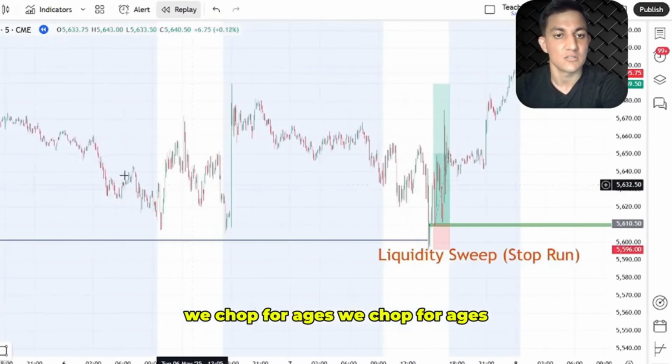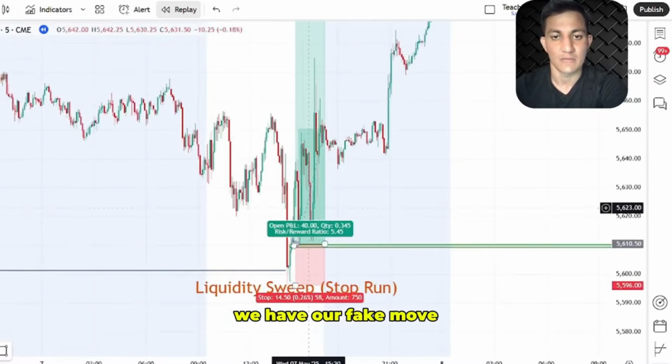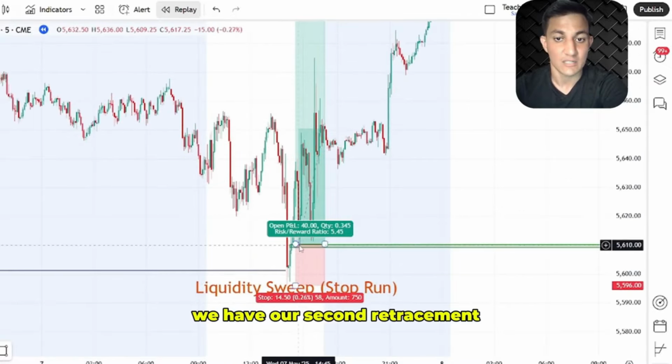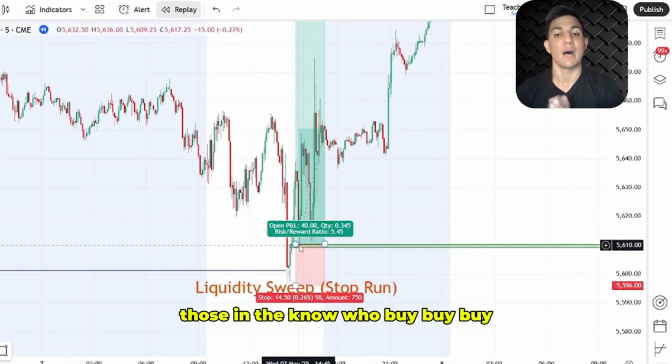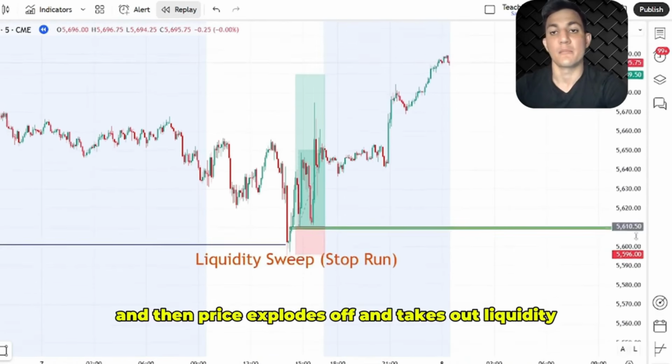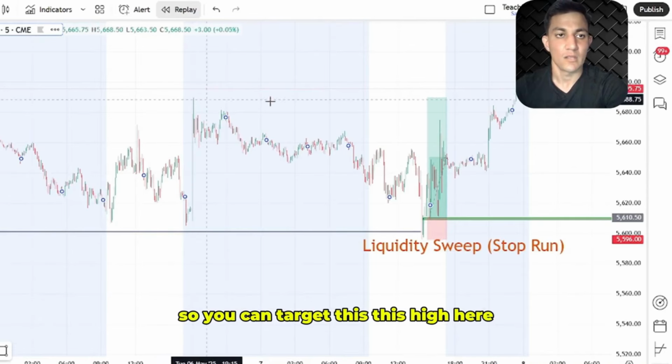We chop for ages. We have our fake move, which is this. We have our second retracement. This lets all the smart money traders, those in the know, buy, and then price explodes off and takes out liquidity. So you can target this high here.